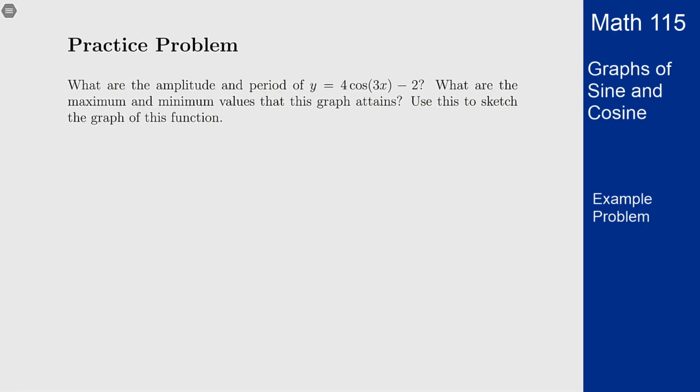For this example, we want to identify some features of the graph of a cosine function and use this to help us sketch the graph. So we have the function y equals 4 cosine of 3x minus 2. We want to figure out the amplitude and period, the max and min values, and use this to sketch out the graph.